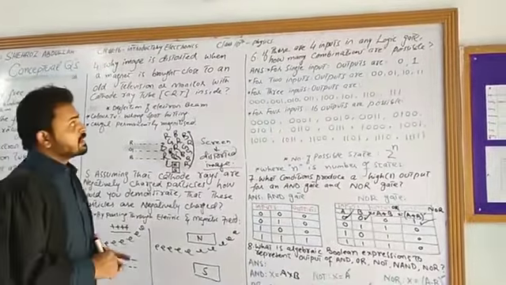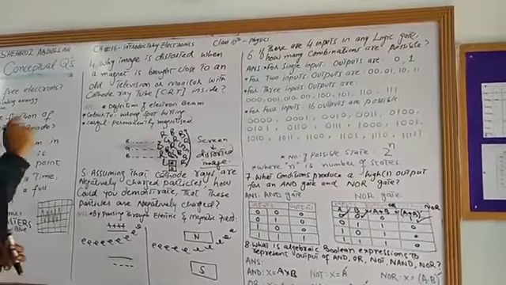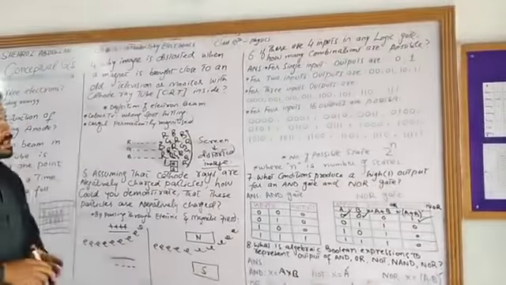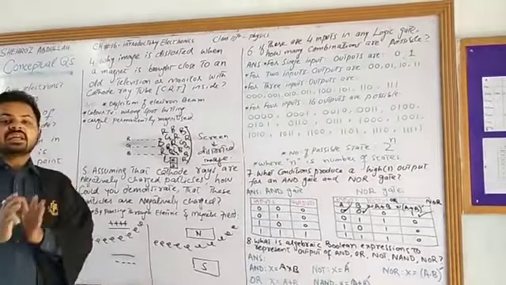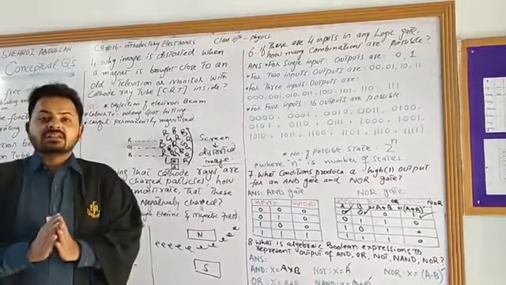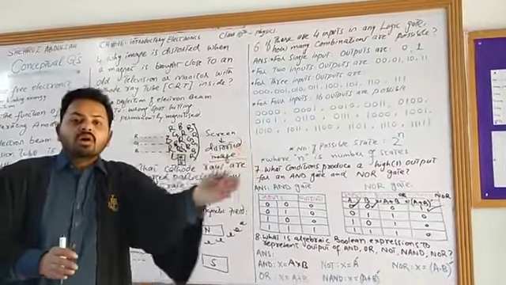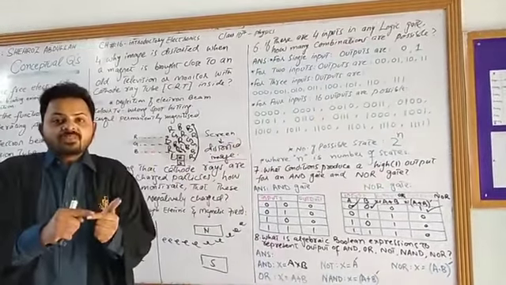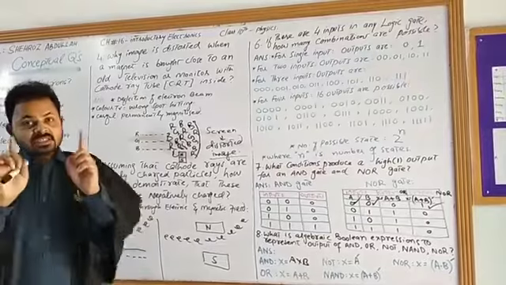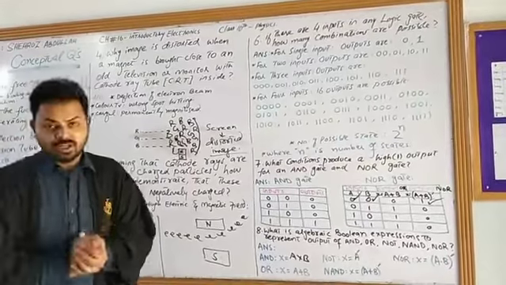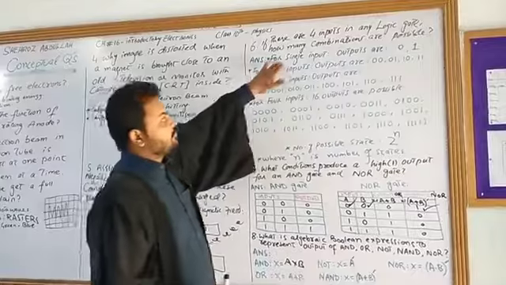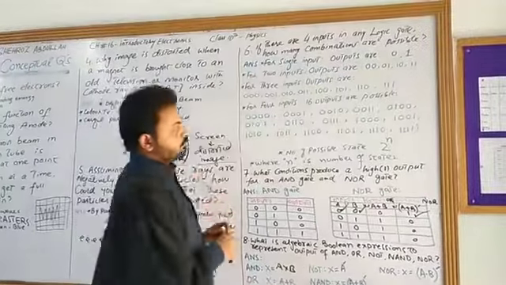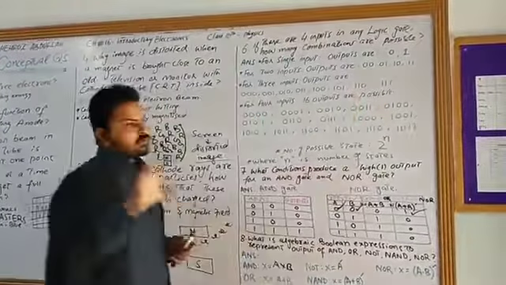Coming towards question number 6. They are asking that if there are 4 inputs in any logic gate, how many combinations are possible? Do remember one thing: logic gates are basically those circuits which take 2 or more inputs and produce a single output, performing logical operations. If we have a single input, we will have 2 outputs, like 0 and 1.